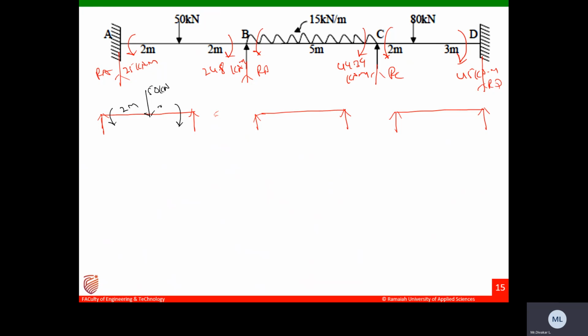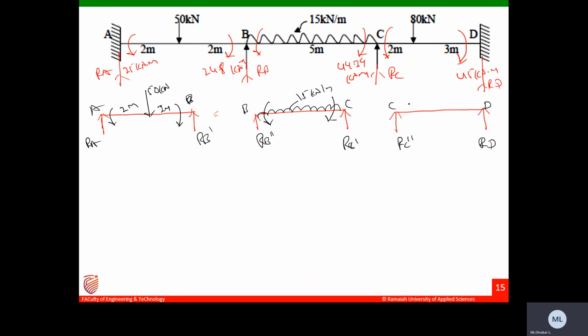2 meter, and this is 2 meter, and this is 15 kilonewton per meter. And what are the support moments you got? This is B and this is C. This is C and this is D. This is A and this is B. Shown here. This is RA, RB dash, RB double dash, RC dash, RC double dash, and this is RD.